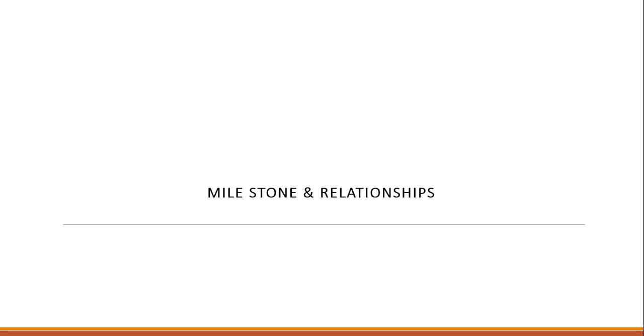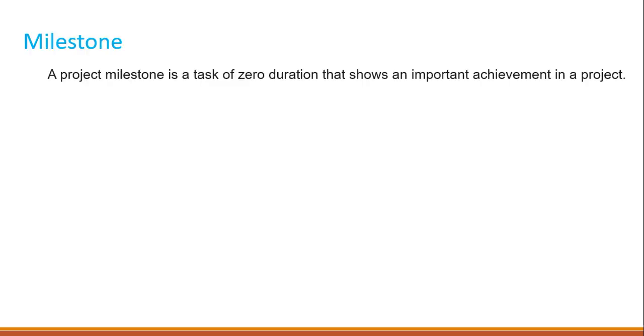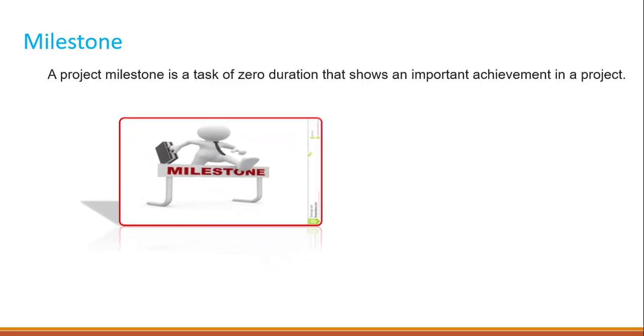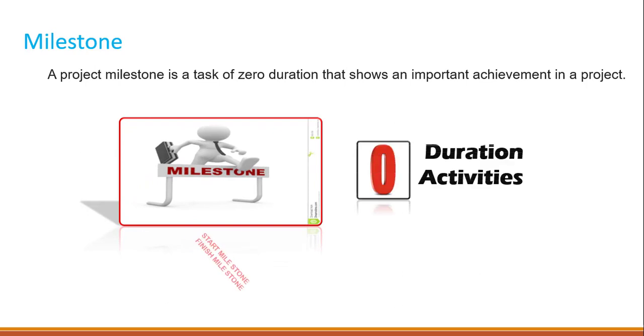Hello, in this tutorial we are going to learn about milestones and relationships in MS Project. So let's get started. A project milestone is a task of zero duration that shows an important achievement in a project. So this is basically a zero duration activity. And a milestone could be a start milestone or a finishing milestone.